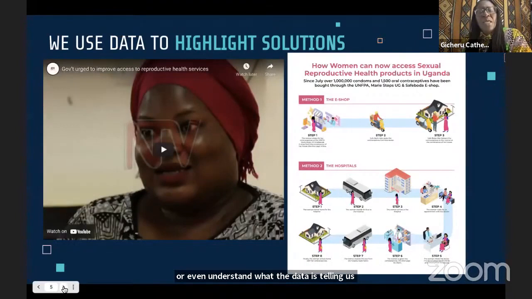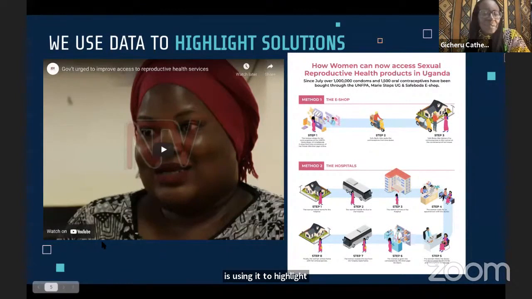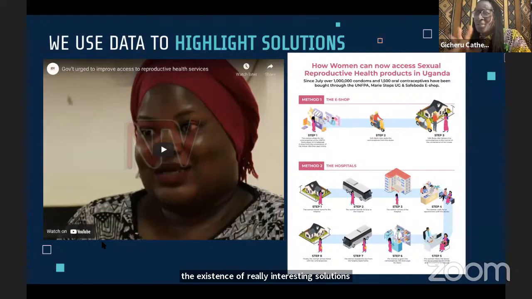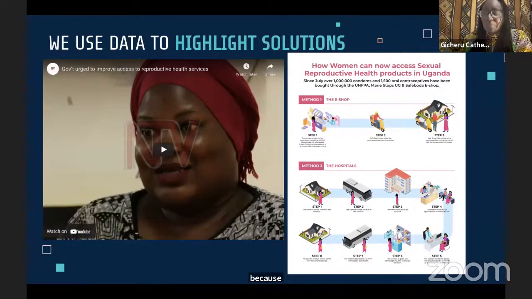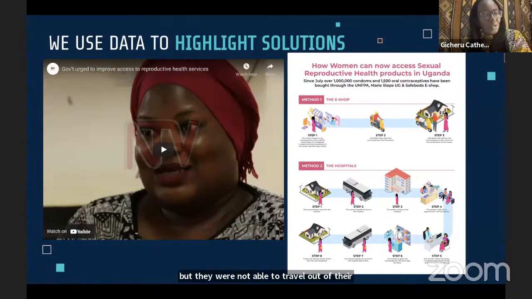The way we've been able to use data is to highlight solutions where they exist, and sometimes they've been really interesting solutions, like this particular one. I don't know how many of you know about the motorbike taxis during the pandemic. Some women were not able to access sexual and reproductive health services, but they could communicate with their health provider or their clinic, though they couldn't travel or leave their home. Then the health provider works with a dedicated motorbike taxi, who delivers these goods and services to the women.